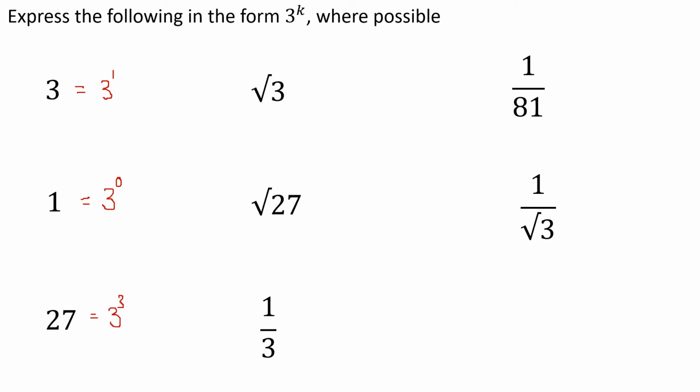Our next example, we've got the square root of 3. Another way of writing the square root is by writing it as a fraction. So we can write it as 3 to the power of, it's the square root, so our denominator is going to be 2.